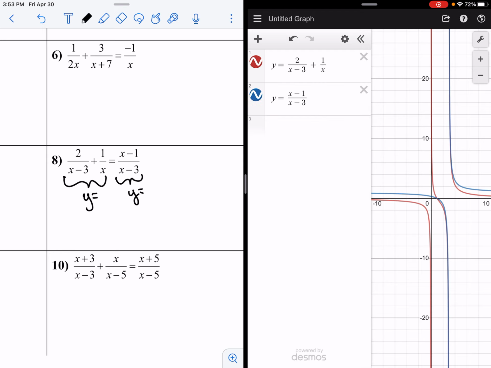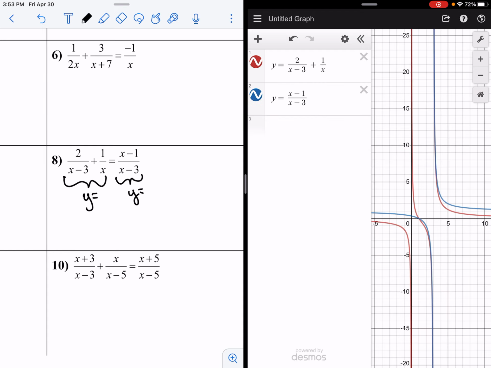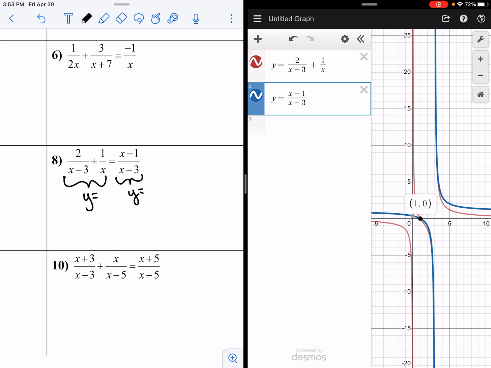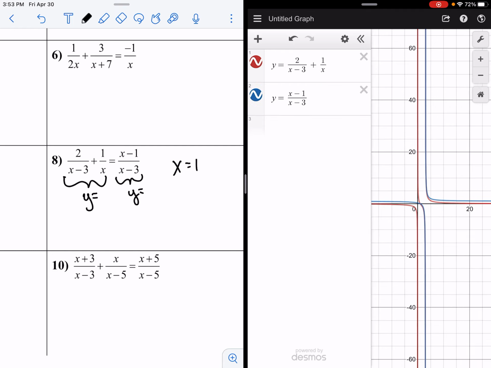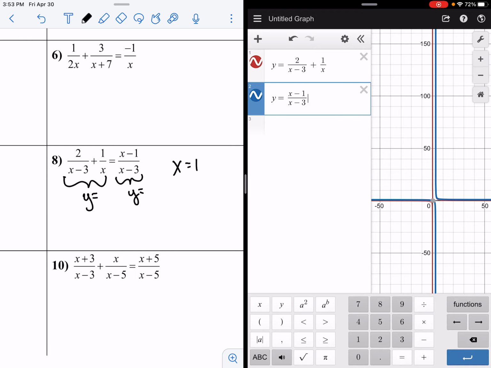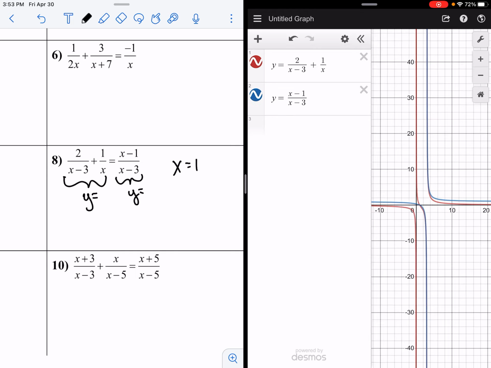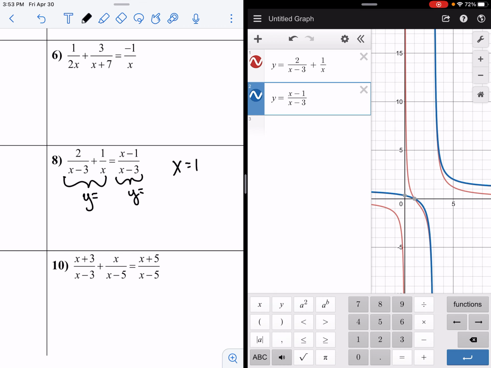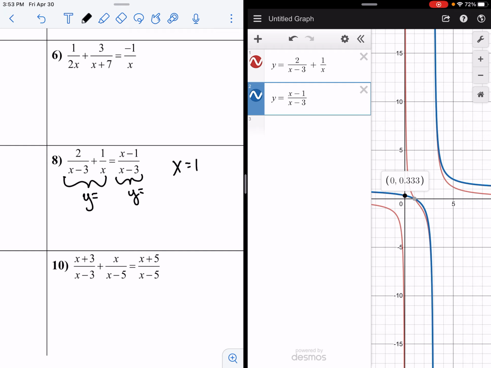Again, my answer is where these graphs intersect. So if I look right here, I can tell they intersect at 1. If you zoom out, I can see this dot here is 0, 0.033, but if I look, the graphs are not touching here, so that's not a solution. That's the y-intercept of the blue graph.